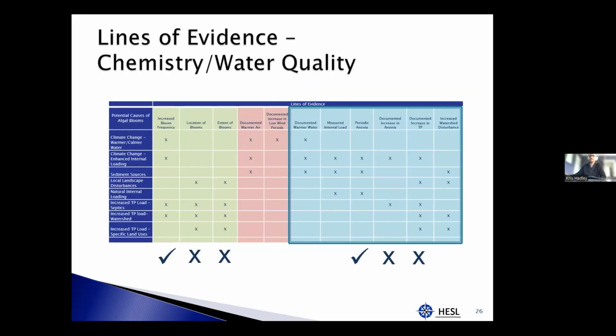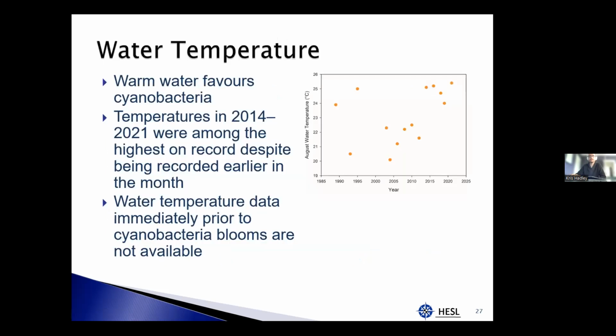So documented increase in TP gets an X in this case because we didn't document any increases in total phosphorus concentrations in Stewart Lake over the time frame we had available data for. So moving on to water temperature as another indicator, warm water favors cyanobacteria. It's 27 or 28 degrees is the water temperature at which cyanobacteria becomes very, very much favored in fresh water. We're not at that, but you can see that since 2014, we do have 5 of the hottest 7 years on record have all occurred in the last 5 years.